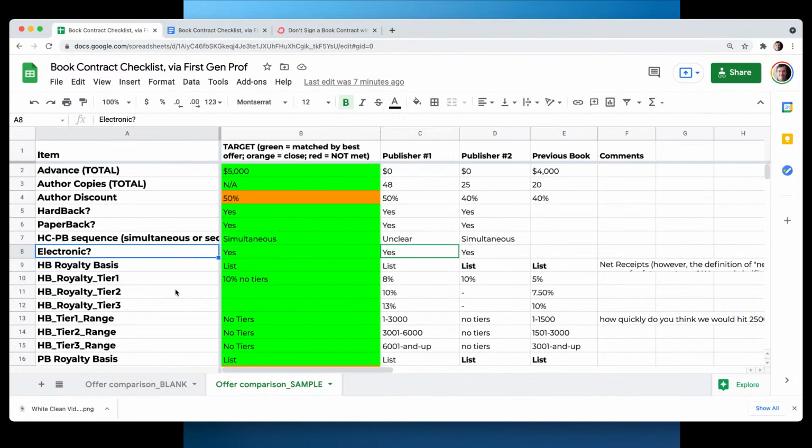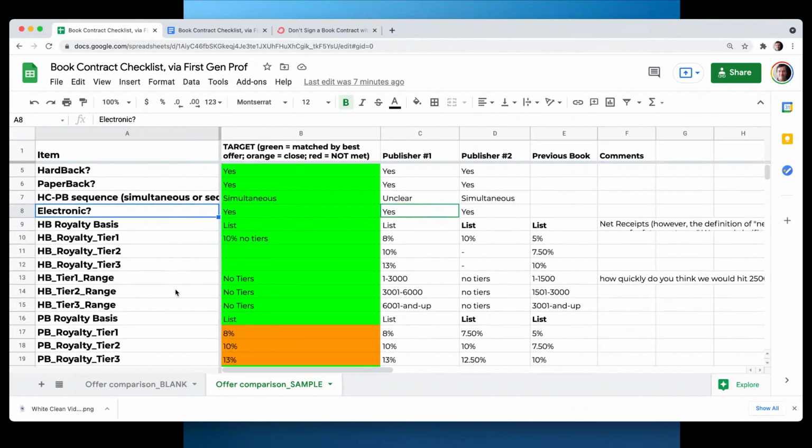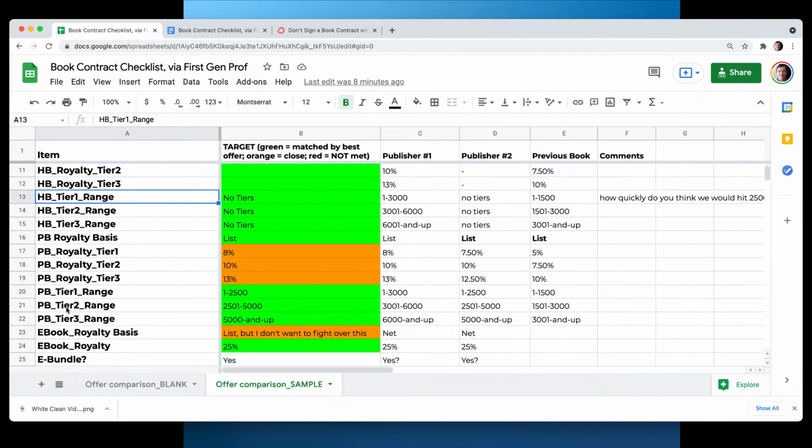It's actually probably easier just to come back over here and use this example of what they say: hardback tier 1, hardback tier 2, hardback tier 3. And actually, let me just scroll ahead to the paperback and then we'll come back to that. Sorry. Paperback tier 1, paperback tier 2, paperback tier 3. Now, what this means is that for publisher 1 in their contract offer, they are saying that from the first book you sell up to sale number 3,000 of a paperback, your royalty in that tier will be 8%.